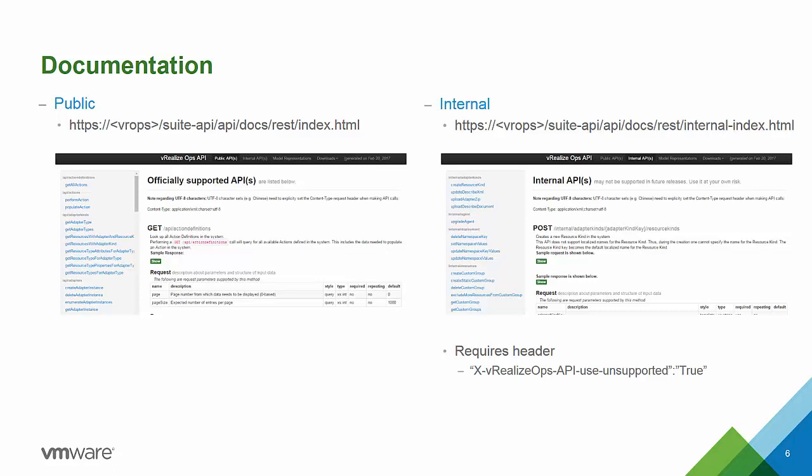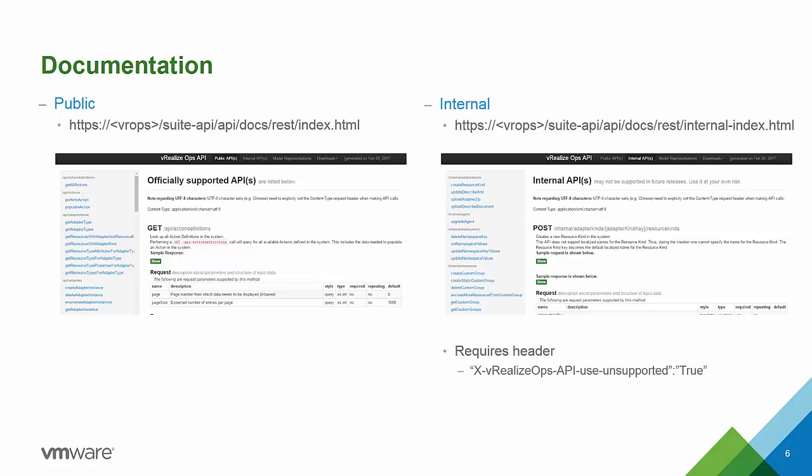There are two faces to the APIs. There's a public API, which is the officially supported APIs. Those are the APIs that you can leverage for your environment. They can include pretty much everything you can imagine, from managing alerts, adapters, resources, reports, users, just practically anything that you could do within the graphical user interface.